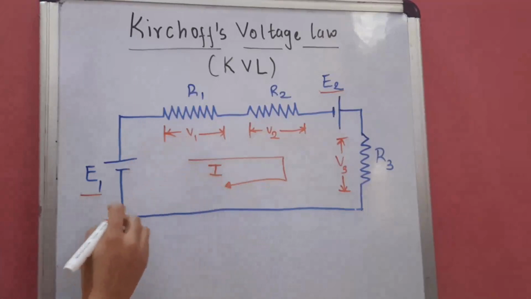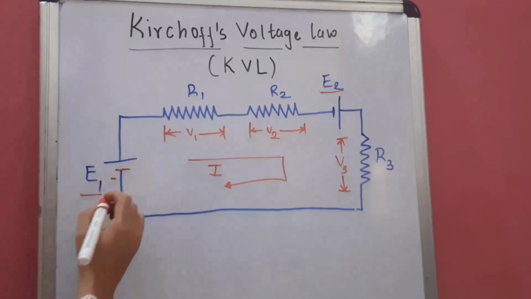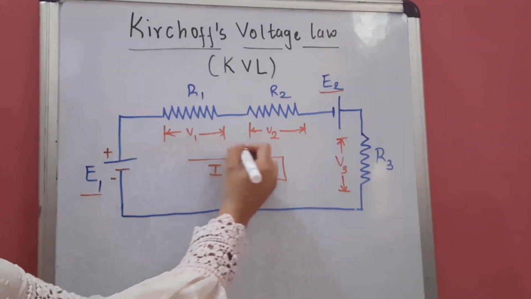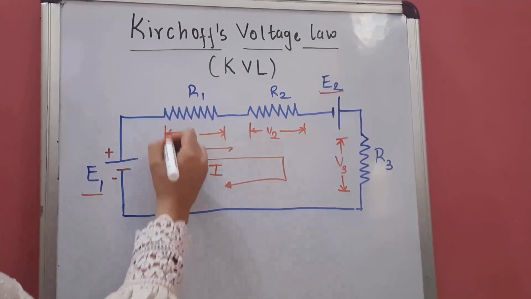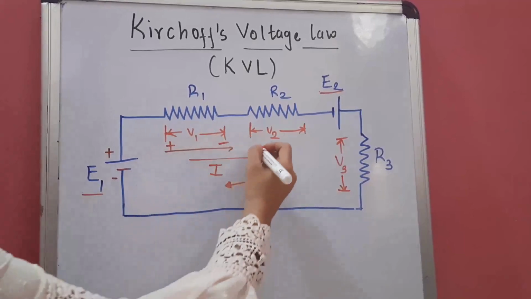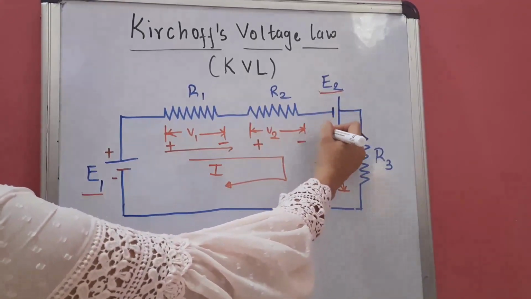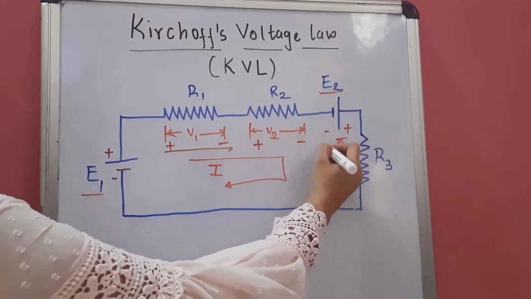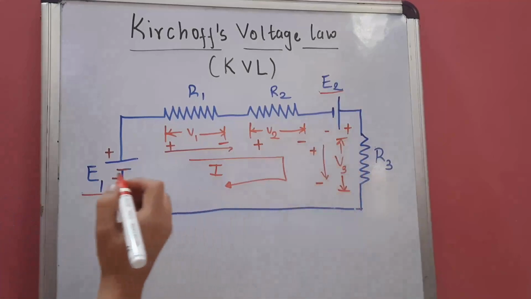Now first of all I will give you signs to EMFs and voltage drops. So here there is a negative terminal, so I will give negative sign over here and positive over here. When current passes in this direction, left to right, there will be a voltage drop. So you can give signs like this, positive and negative, again positive, negative. Here there is a negative terminal, so I will give negative sign over here and positive over here. For V3 the current is passing like this, so I will give positive over here and negative over here.